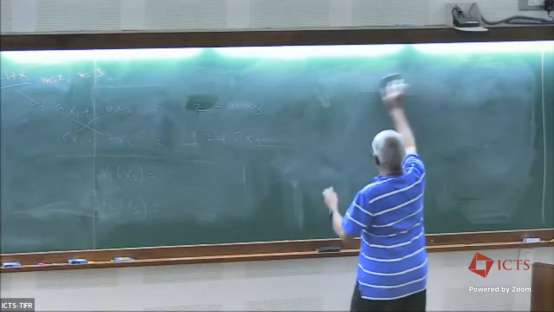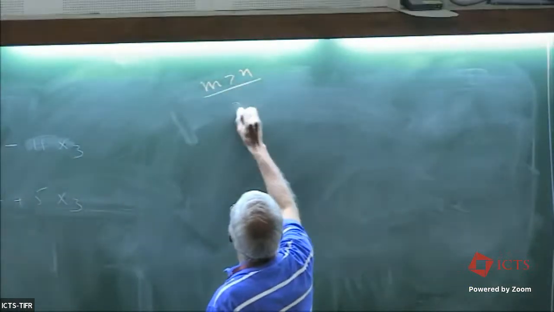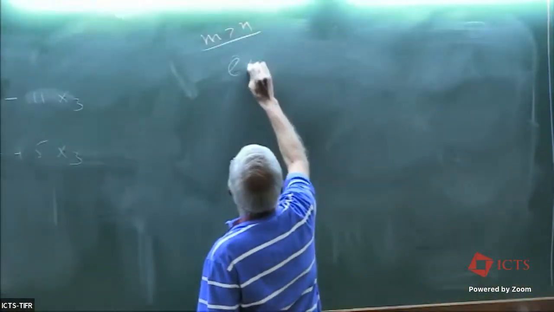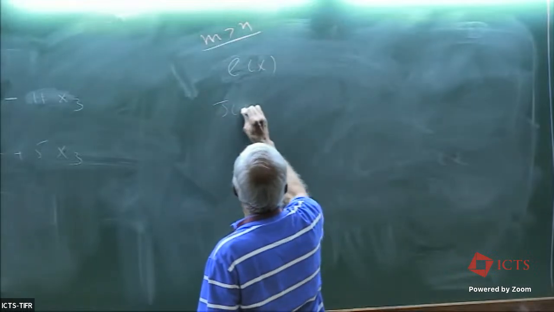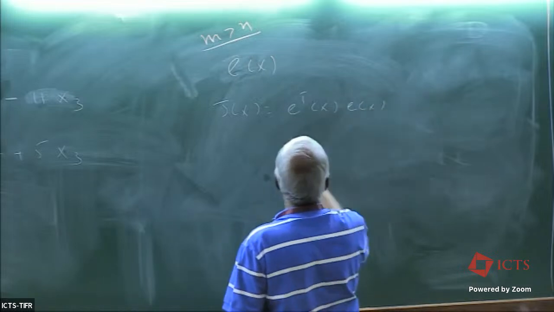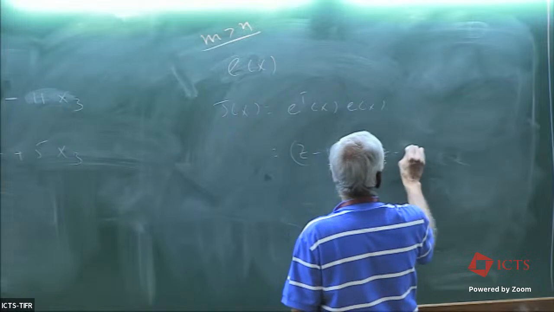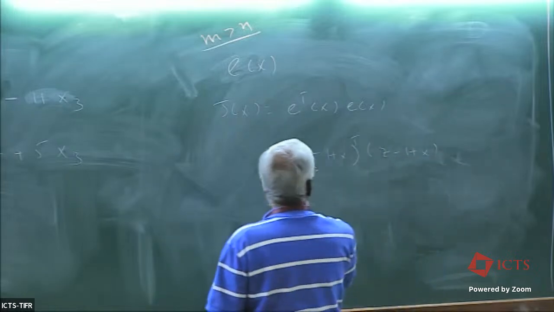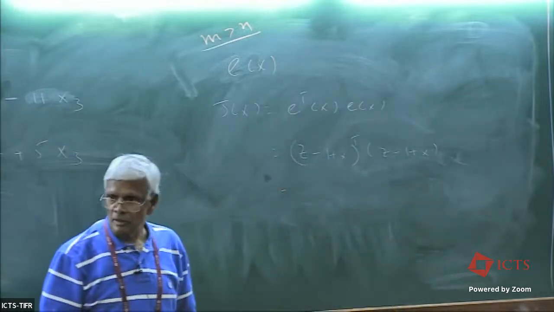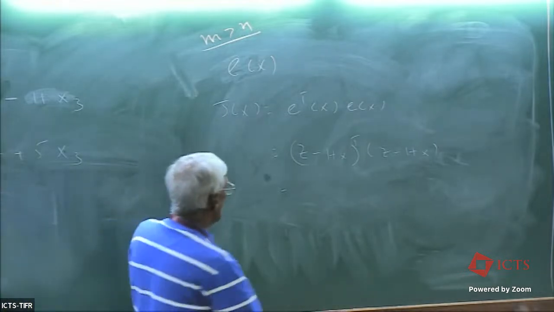So, in the case of m greater than n, my J of x is equal to E transpose x E of x, which is equal to Z minus H of x transpose Z minus H of x. And this is a quadratic function. Are you with me? How many of you remember that? That's right. So how does it look?